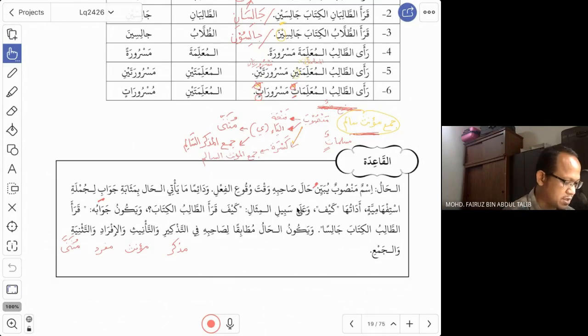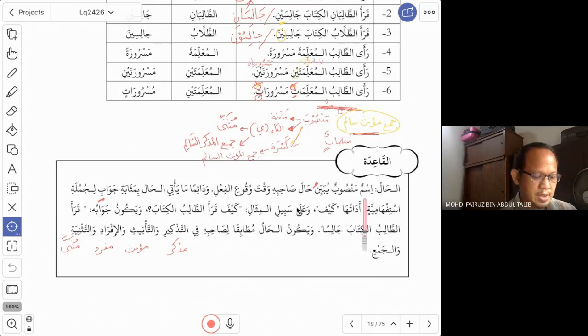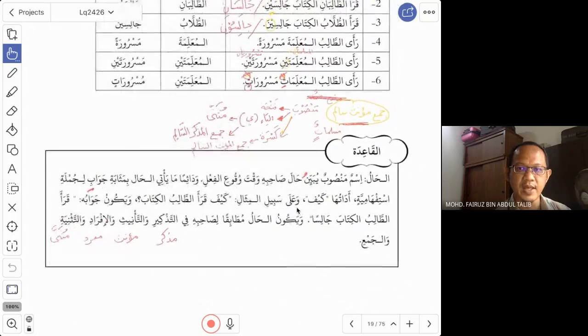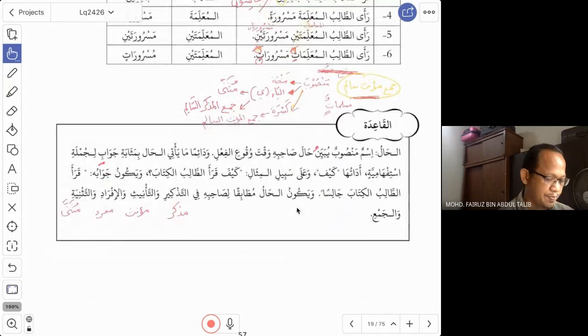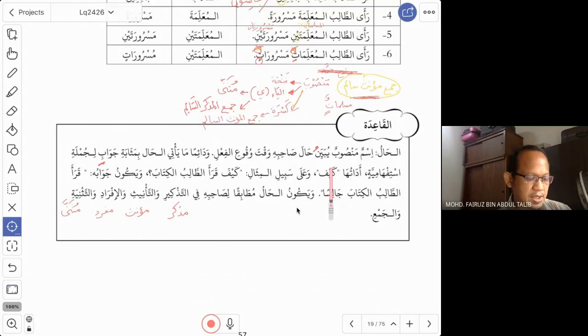Al-hal, if you still remember, al-halu is an isim, a noun. And the hukum of the noun is always mansub. Isim, mansub. So this is on page 57. Okay, so al-hal is isim mansub. And the function of al-hal in the sentence is yubayyinu hala sahibihi, to explain the condition. So hal literally means the condition of its owner. The owner here means the person who is mentioned in the sentence.